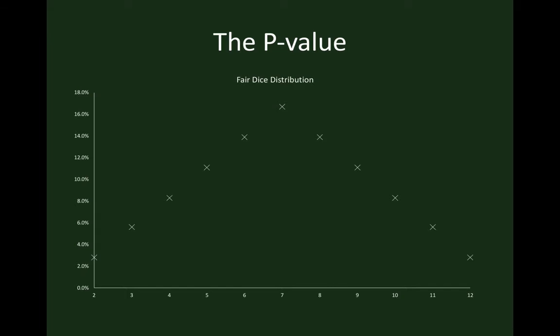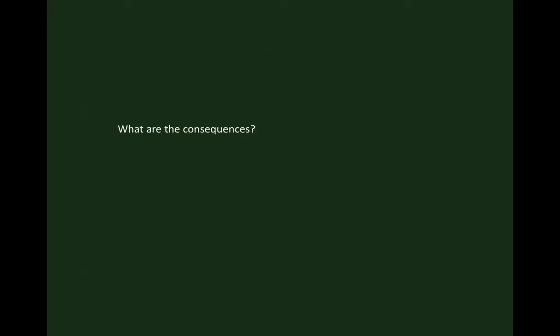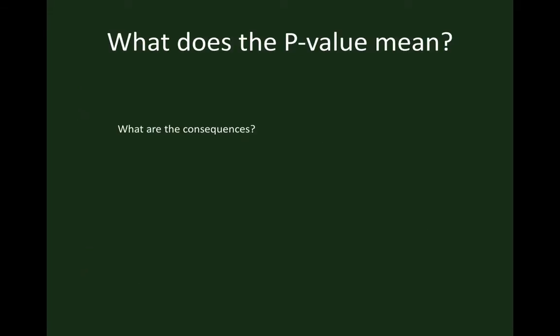Dice are fair, and it's a combinatorics problem. How many combinations can happen? So there's one way to roll a 12 out of 36 possibilities. So in this case, the p-value would be 1/36. That's about 2.8%. So how would we interpret what this p-value means?